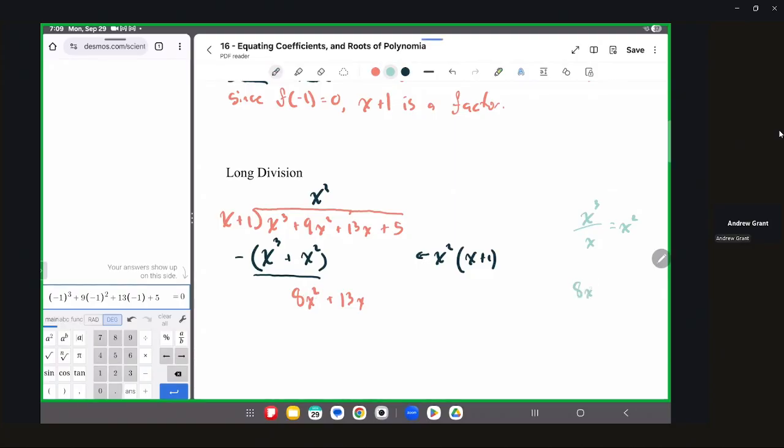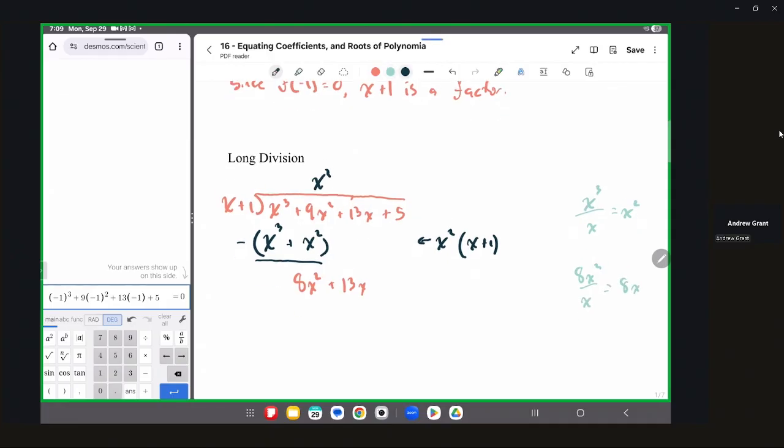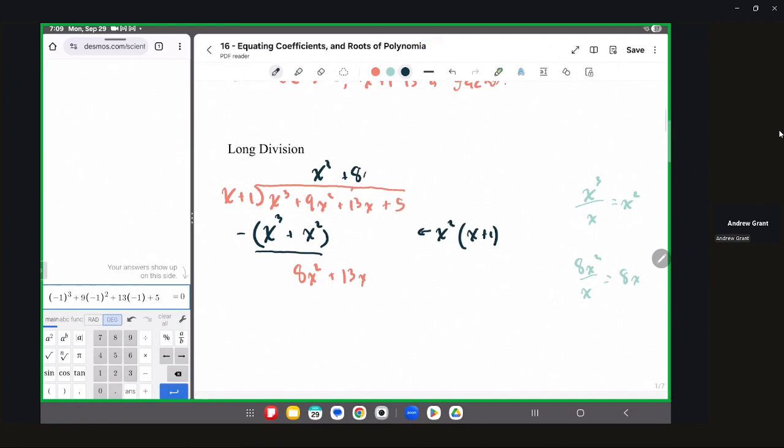So if we take our 8x squared divided by x, we end up with 8x. So up here, we will write our plus 8x. And then on this line, we'll write 8x multiplied by x plus 1. And so that's going to give us 8x squared plus 8x. And we'll minus this off. So 8x squared minus 8x squared is 0.